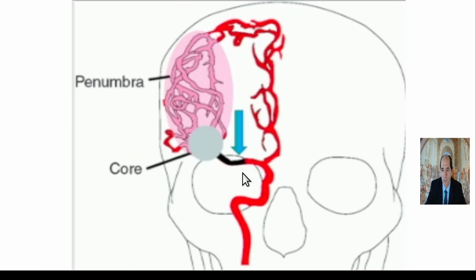Here's showing an acute stroke, like we showed earlier, of a large vessel occlusion. And then this would be the core infarct, completely dead brain. This would be the penumbra, potentially salvageable. It's getting some collateral blood flow, for example, through the anterior cerebral artery branches coming up from above. Okay.